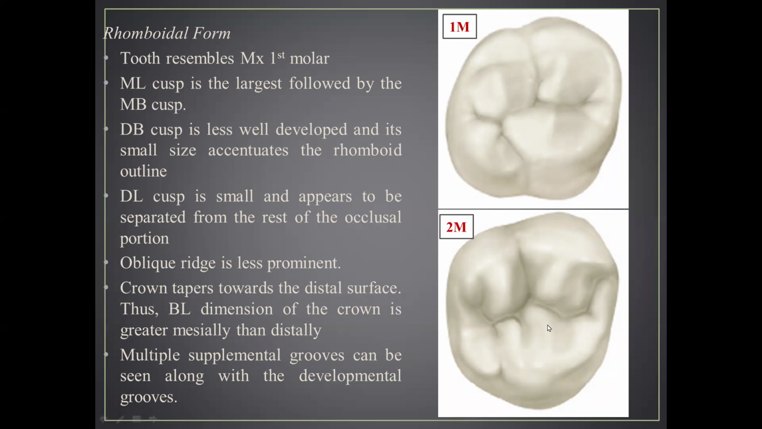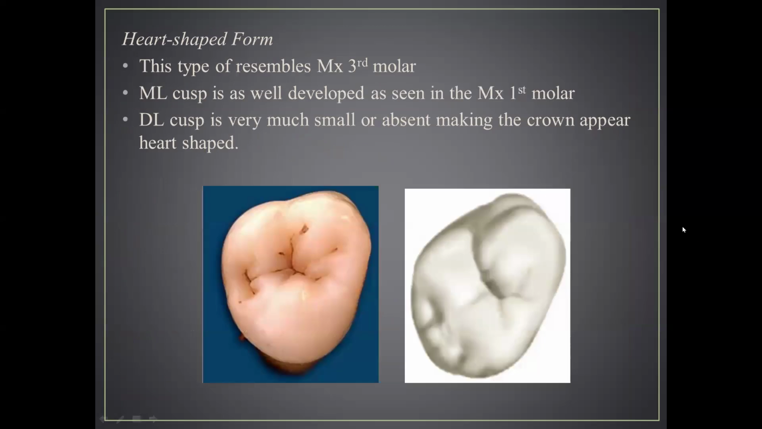The oblique ridge is comparatively less prominent, and you have a tapering towards the distal surface. Multiple supplemental grooves can also be seen from the occlusal aspect. Then the heart-shaped form, similar to that of your maxillary third molar. Here, your mesiolingual cusp is well developed, as seen in the maxillary first molar, while the distolingual cusp is very much smaller or even absent, so that the crown appears heart-shaped.